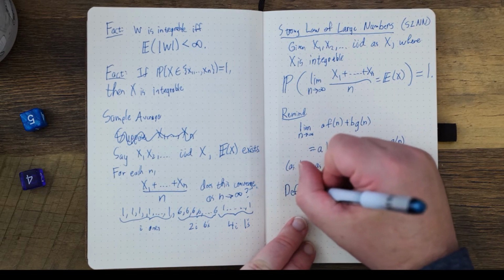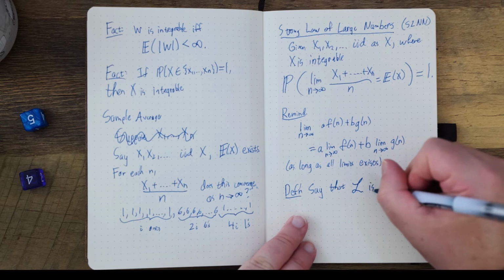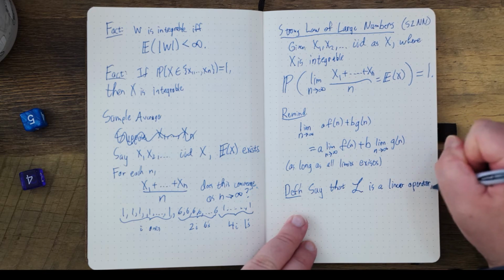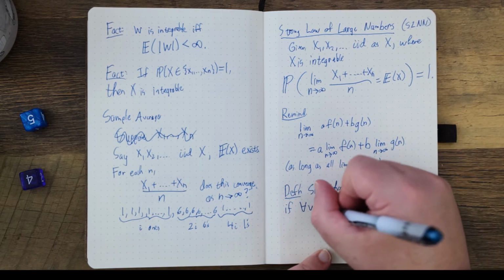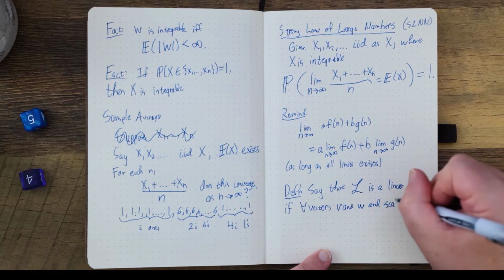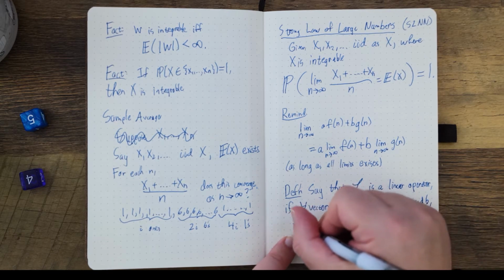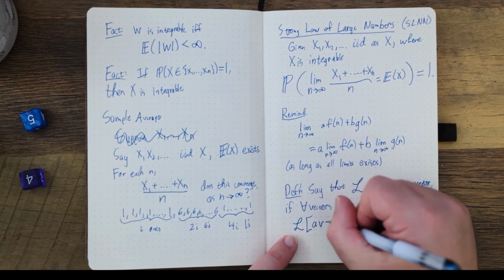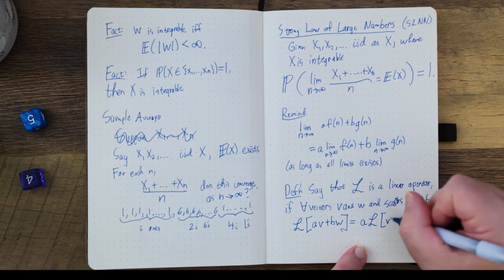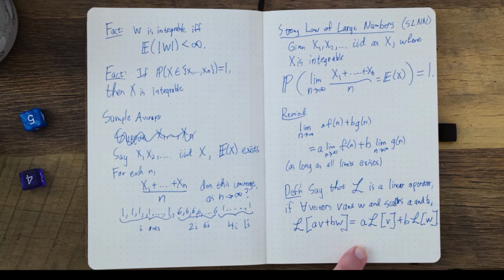Definition. Say that script L is a linear operator if for all vectors v and w and scalars a and b, the linear operator applied to av plus bw is the same as a times the linear operator applied to v plus b times the linear operator applied to w.